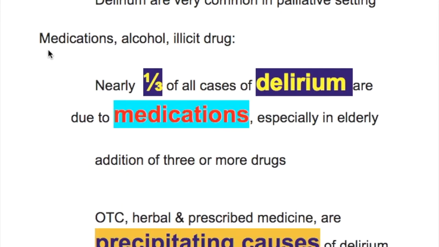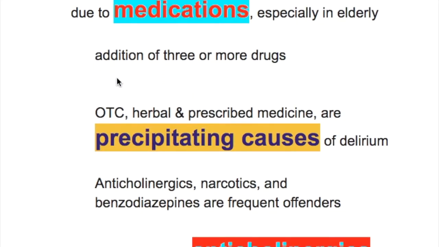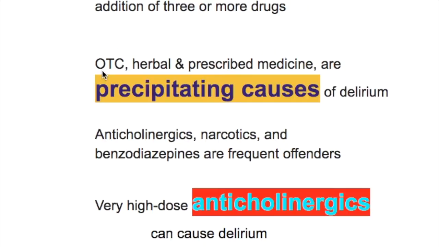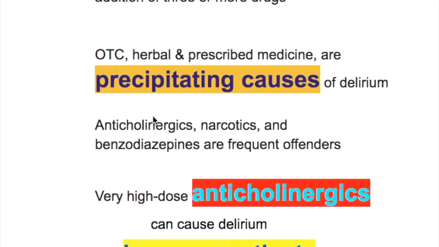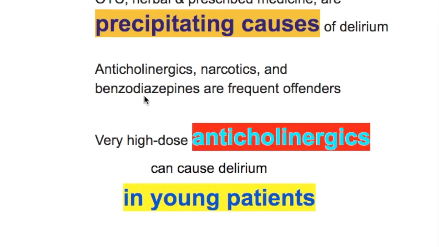Next topic, medication, alcohol, and illicit drugs. Nearly 1/3 of all cases of delirium are due to medications, especially in the elderly, and addition of 3 or more drugs. OTC, herbal, and prescribed medications are precipitating causes of delirium. Anticholinergics, narcotics, and benzodiazepines are frequent offenders.